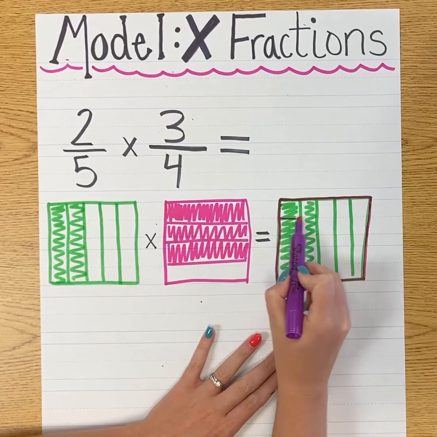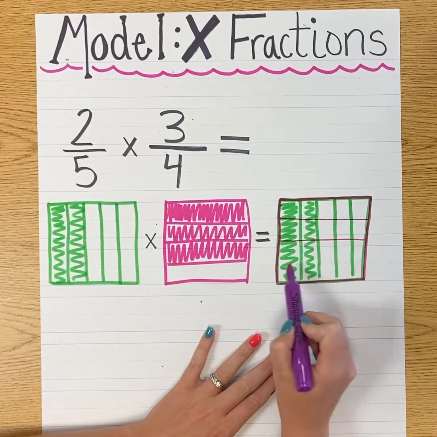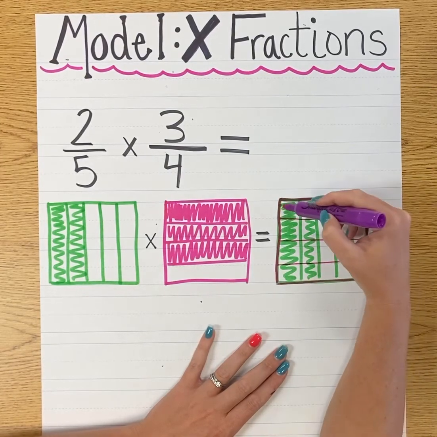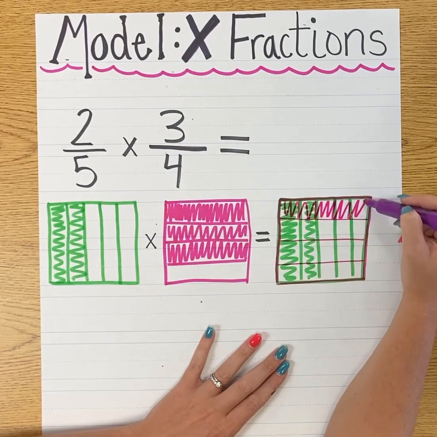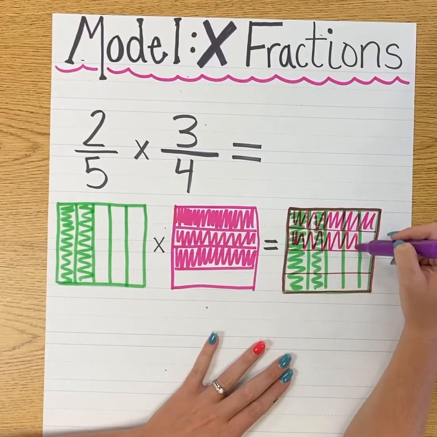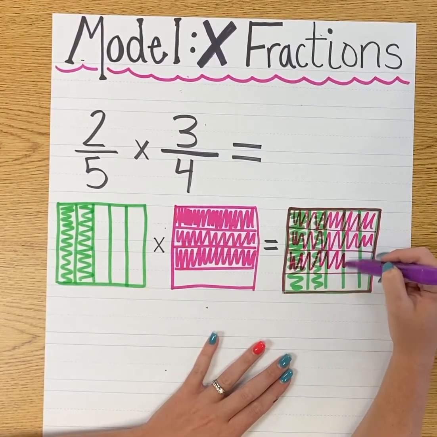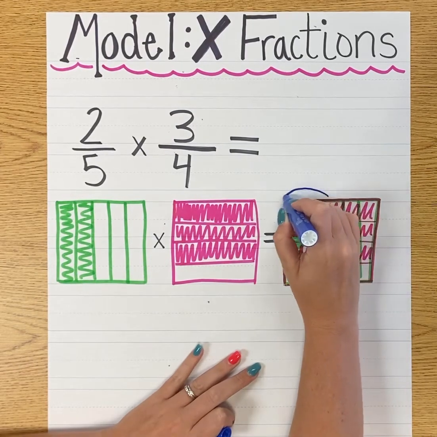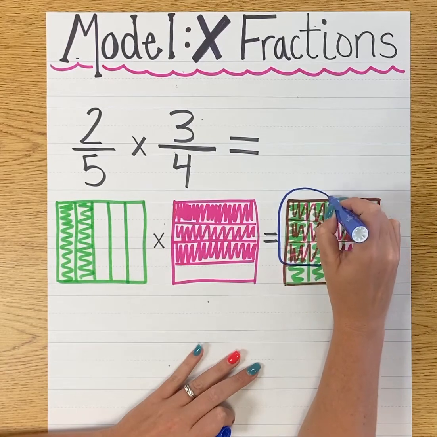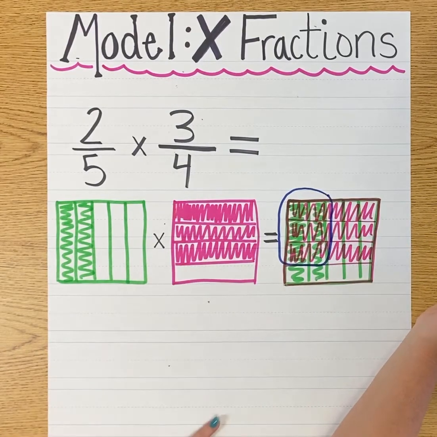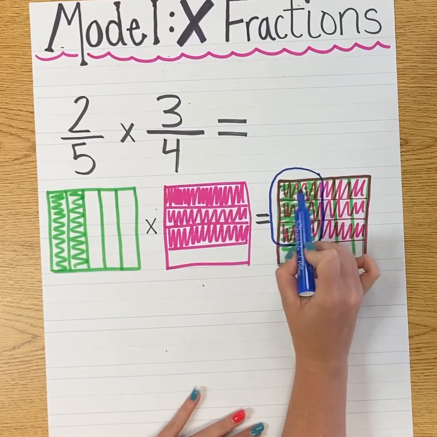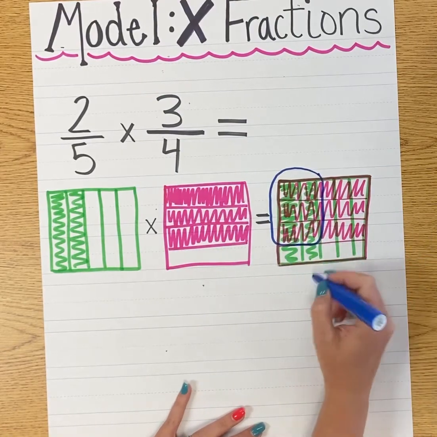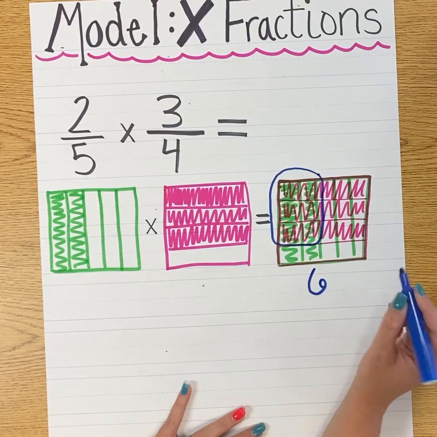Okay, same way. I'm gonna shade in my 3/4. So notice the models look exactly the same. Now the part that matters to me for my final answer is the overlapping part. So this part that overlaps is going to be what I count as my answer. So I have 1, 2, 3, 4, 5, 6 pieces that overlap.